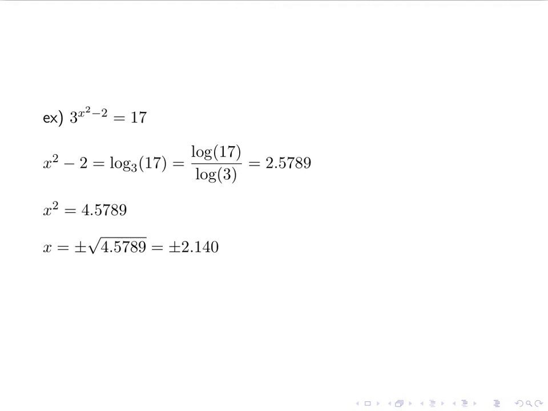And don't forget, you can also always check your answer. Plug it back in and make sure that you get out 17. It's always really, really important that you check your answers.